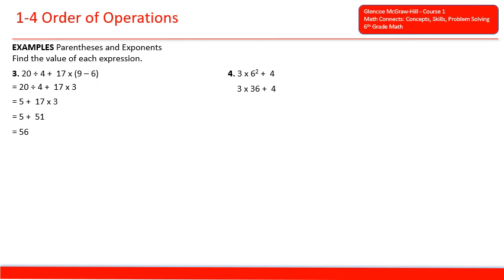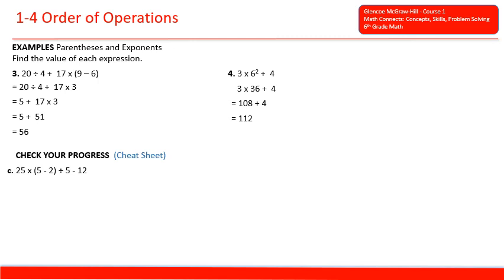So now in PEMDAS, we don't have any parentheses. We don't have any exponents left. We do have multiplication, so we need to do the multiplication first. So 3 times 36 is 108 plus 4. And now we just have to add the 108 and the 4, and we get 112.